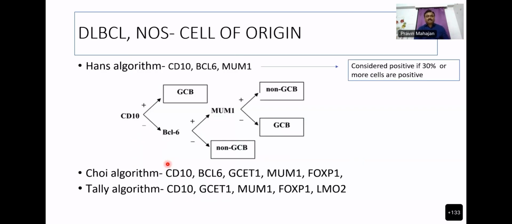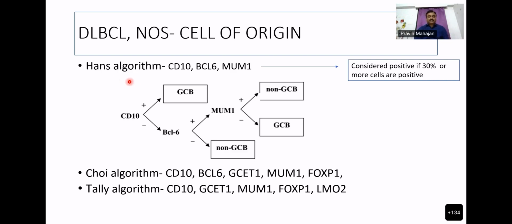So what is recommended by WHO is that once you have something which looks like a diffuse large B-cell lymphoma, you try to categorize it into two types, based on the cell of origin: whether it is coming from a germinal center, or whether it is post germinal center or activated B-lymphocyte-like. For that, the most popular algorithm is called the Hans algorithm, wherein you use three markers: CD10, BCL6, and MUM1. The cutoff for positivity for these markers is 30% or more. So if any marker is positive in 30% or more cells, you consider it positive.